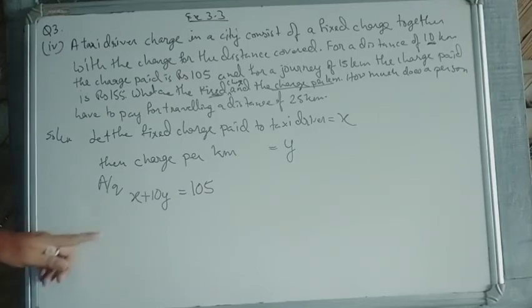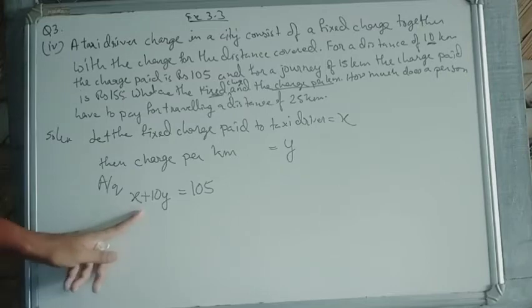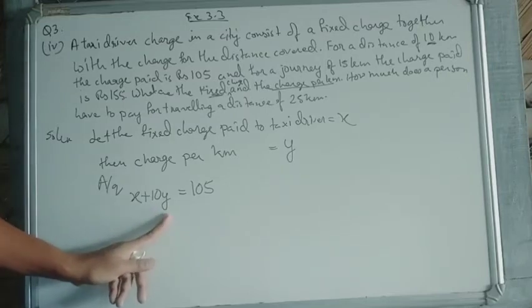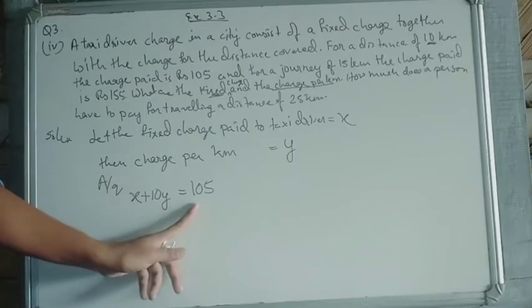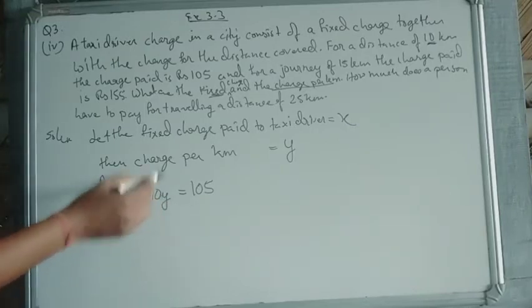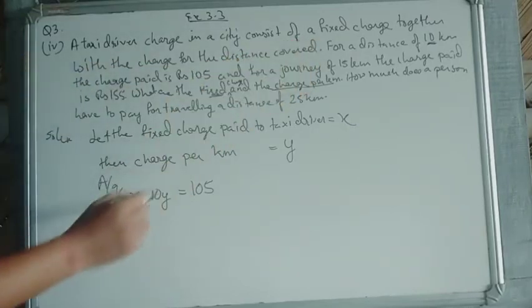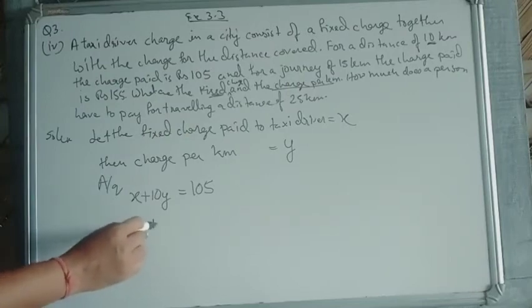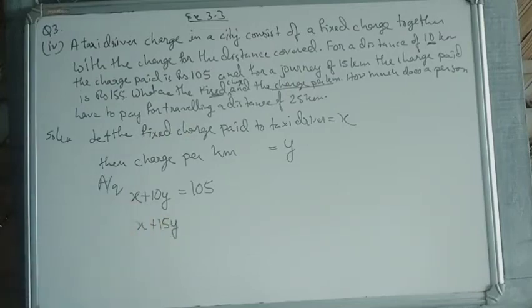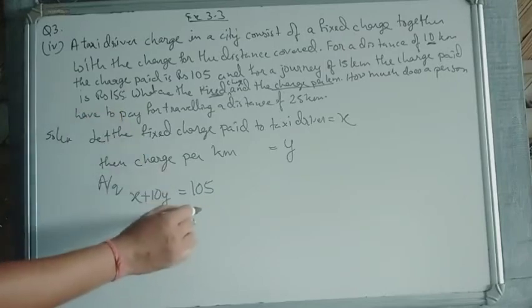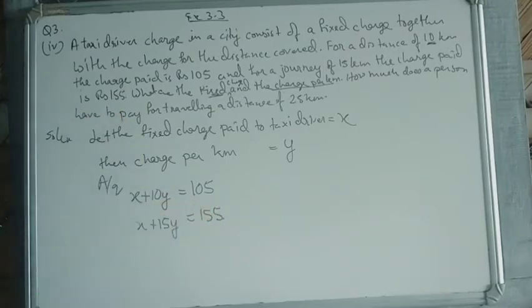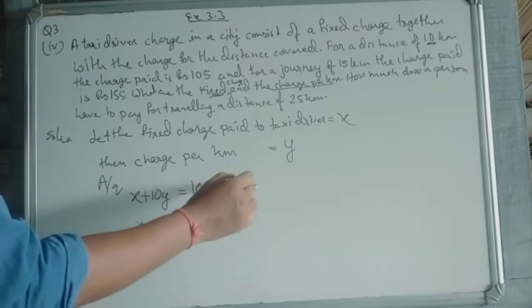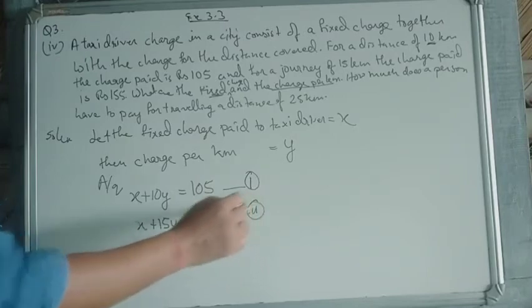You understood how I made the equation? Fixed charge plus 10 times y rupees is equal to 105 rupees in total. In the same way, for 15 kilometers, x rupees plus 15 times y, and the total money you have to pay is 155 rupees. So these are the two equations we got. Now you know how to solve. Suppose this is equation number 1 and this is equation number 2.